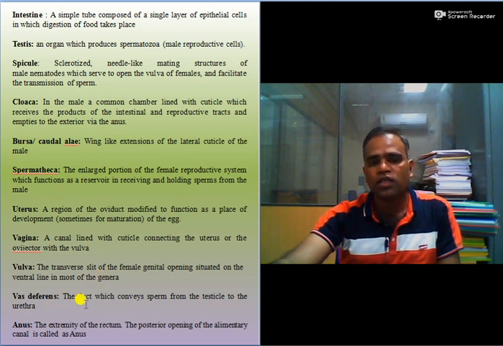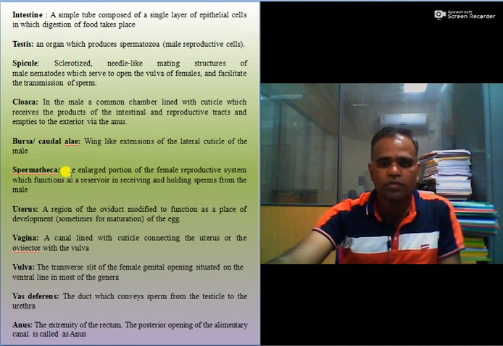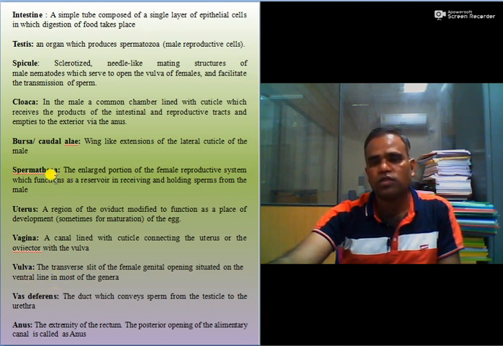Then the vas deferens, the duct which conveys the sperms from the testis to the urethra. So in the male, there is the vas deferens which conveys the sperms, while in the female, it is the spermatheca where the sperms are present. The sperms of males are present in the vas deferens, while sperms in the female are present in the spermatheca. You must keep this in mind.